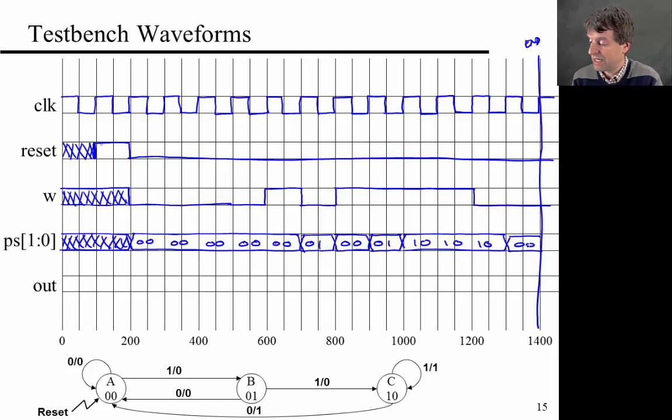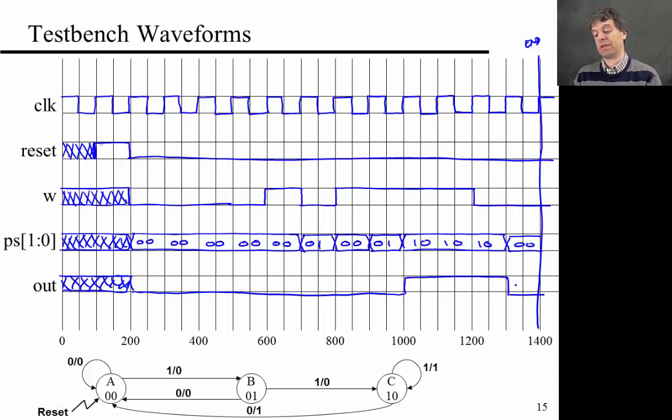Similarly for the output, I actually haven't drawn that yet, but you can convince yourself that this should look something like this, where again in the beginning we don't know what the value is. Then the output's going to be low all the way to here, and only then does it go up, stay high, and down again.